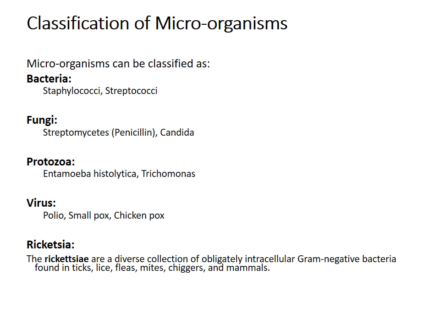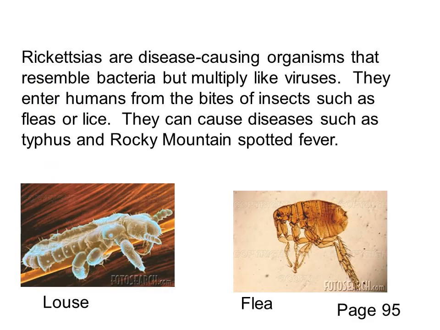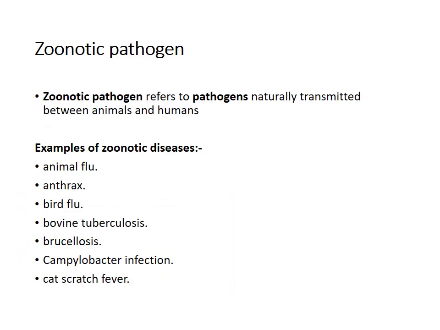What is this Rickettsia? Rickettsia are a diverse collection of obligately intracellular gram-negative bacteria, mostly found in ticks, lice, fleas, mites, chiggers, and mammals. Rickettsia are disease-causing organisms that resemble bacteria but multiply like viruses. They enter humans from the bites of insects such as fleas and lice. They can cause diseases such as typhus and Rocky Mountain spotted fever. They are also called zoonotic pathogens.